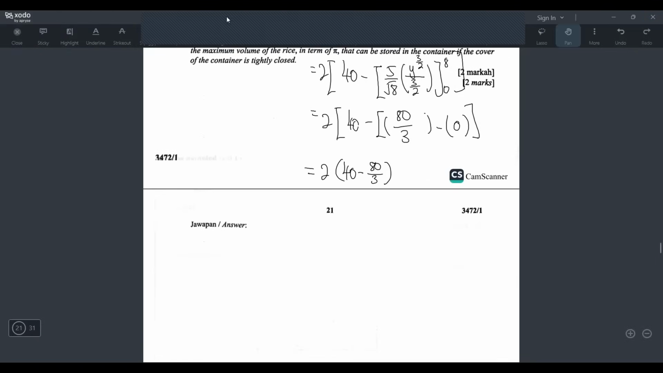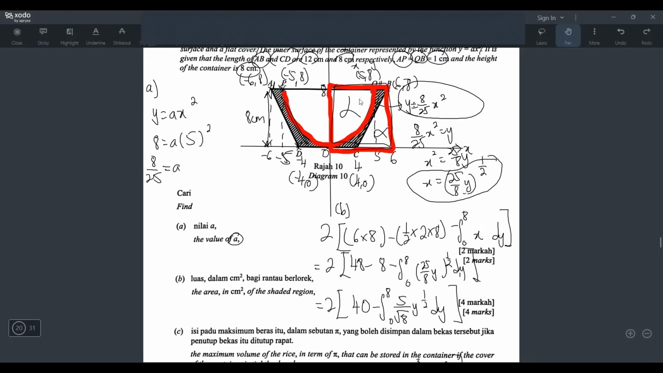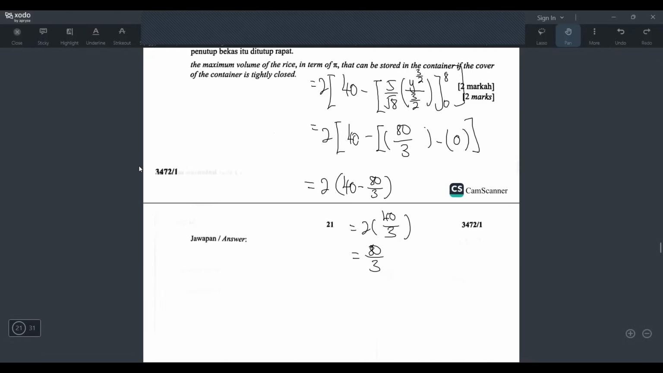And now you will get the answer. 2 bracket, what is 40 minus 80 over 3? 40 over 3. And then times 2. Why have to times 2? Because I mentioned already, right? Because the shaded region, you only find here only, you have to times 2 at the end. Okay, so the answer is 80 over 3 units square.